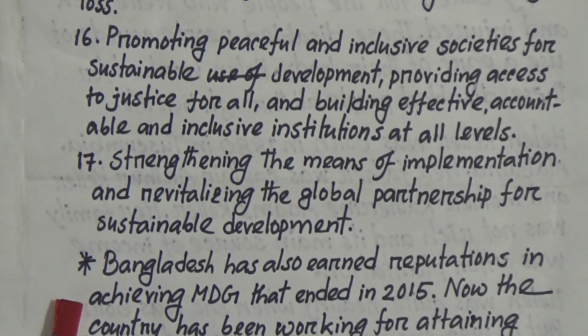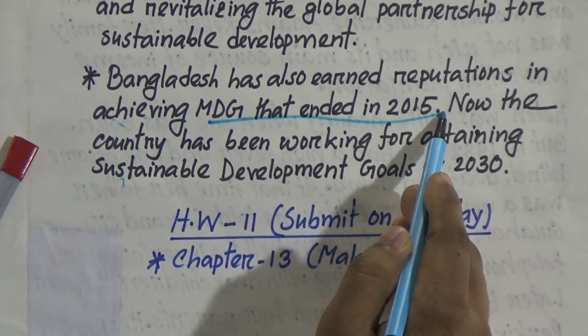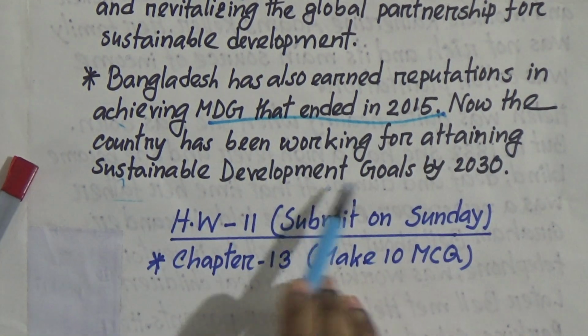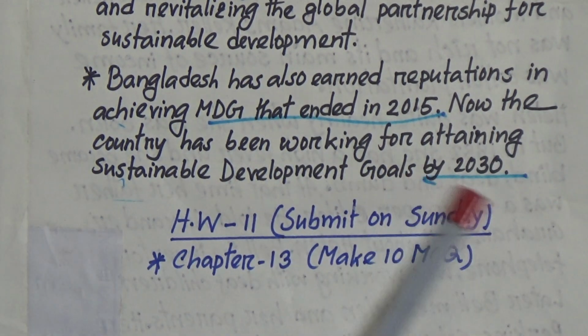So that's all for 17 sustainable development goals. Bangladesh has also earned reputations in achieving MDG that ended in 2015. Now the country has been working for attaining sustainable development goals by 2030.